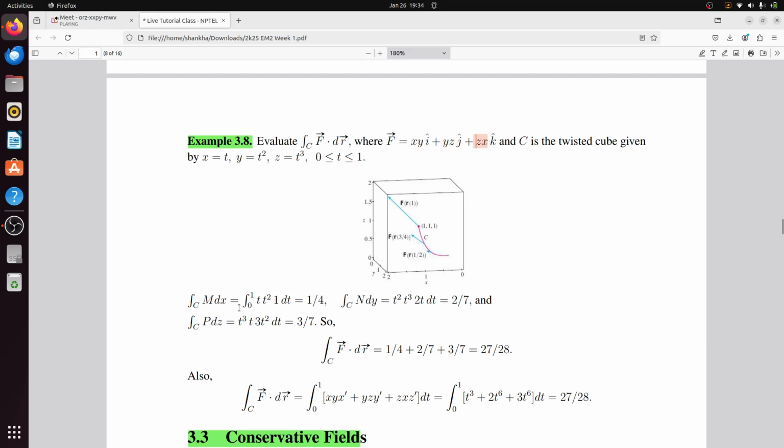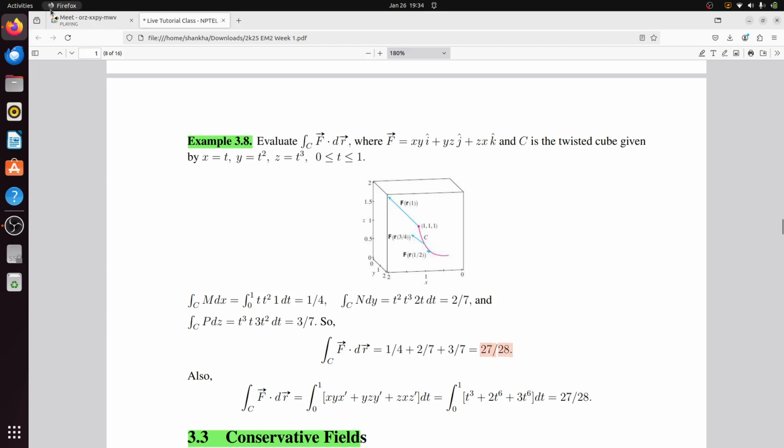Okay, so what is your x? Your x is t. Just you have to put those parametric form, then you need to integrate over 0 to 1. You integrate over them, M dx, N dy and P dz, add them up, you will get 27 by 28. That will be your answer. Very easy problem. There is nothing fishy in it.